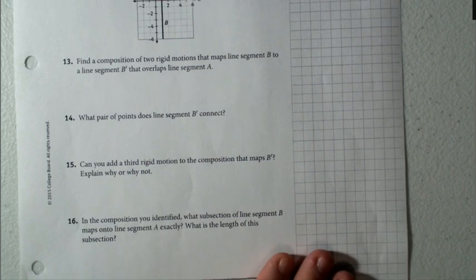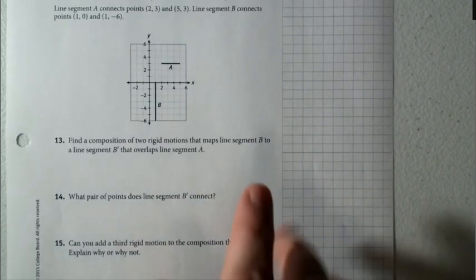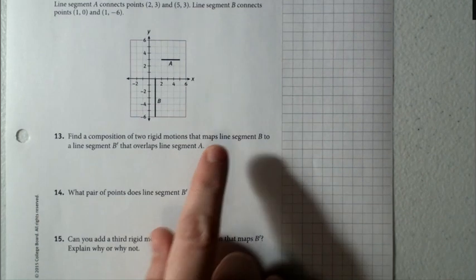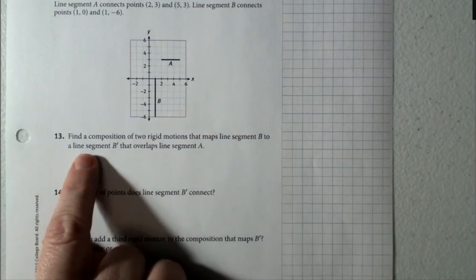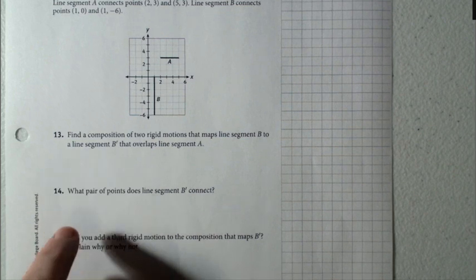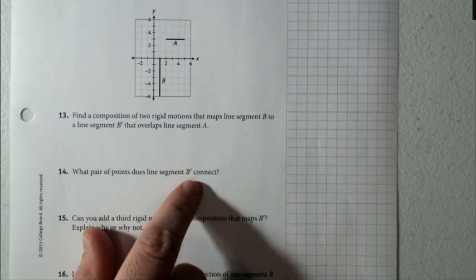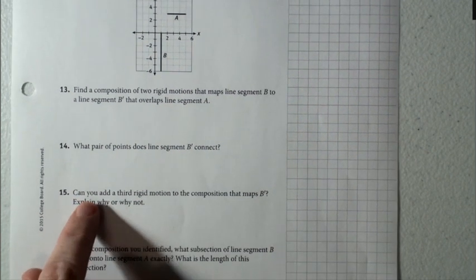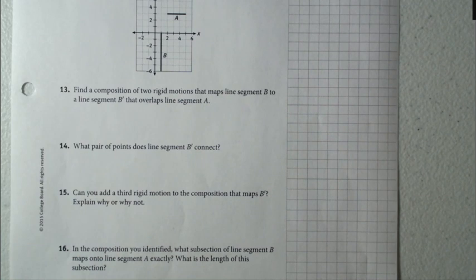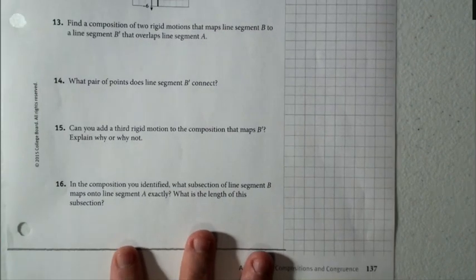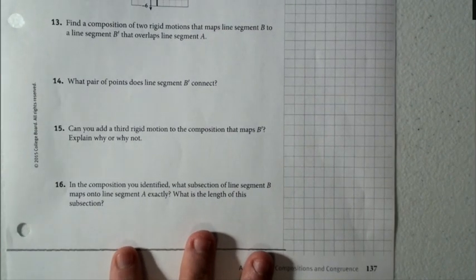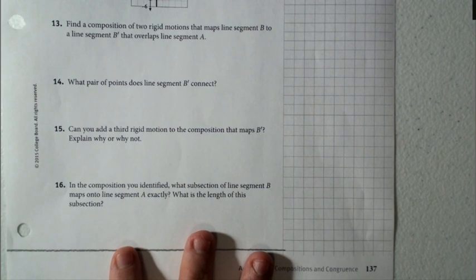Question 13 says, find a composition of two rigid motions that maps line segment B to a line segment B prime that overlaps line segment A. What pair of points does line segment B prime connect? Can you add a third rigid motion to the composition that maps B prime, and explain why or why not? In the composition you identified, what subsection of the line segment B maps onto line segment A exactly? And what is the length of this subsection?